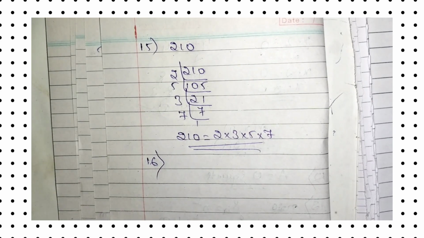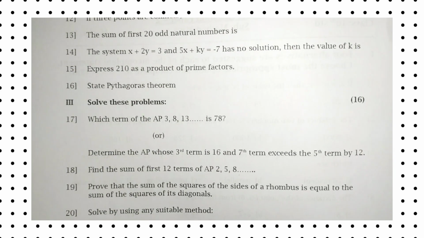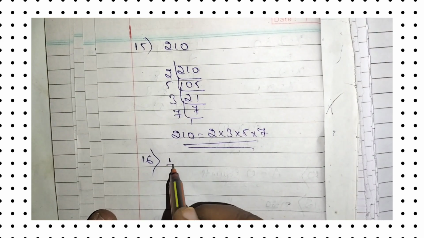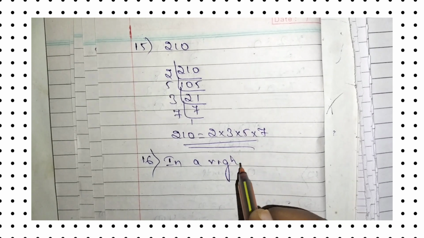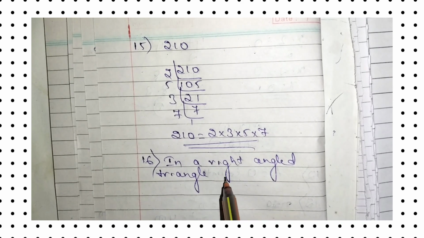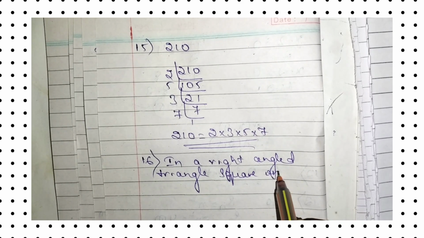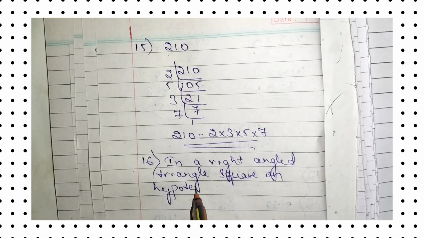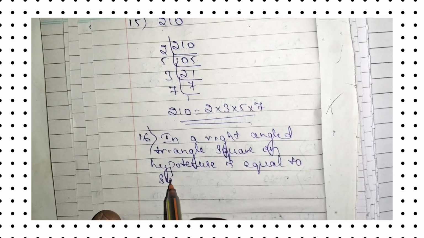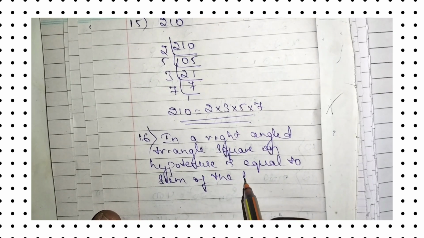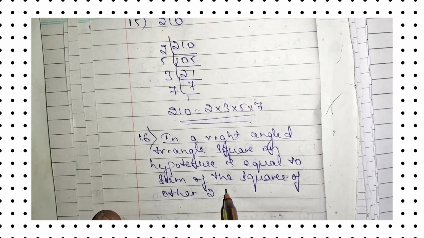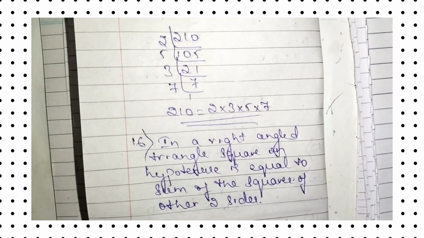Now let us move to the last question of one marks, that is, state Pythagoras theorem. We have to write the statement of Pythagoras theorem. In a right angled triangle, the square on the hypotenuse is equal to the sum of the squares of the other two sides. So this is the statement of Pythagoras theorem.